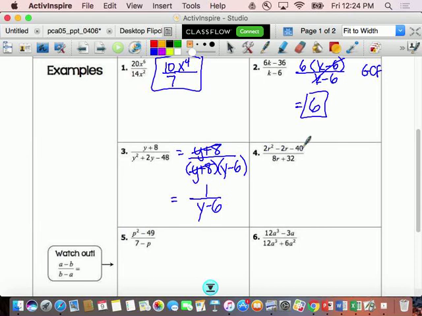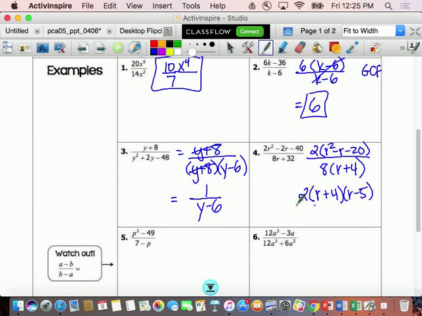Okay, number 4. How can we factor the numerator? First, we factor out a GCF. We can do the same thing in the denominator. We can factor out a GCF there. Oh, wait, the GCF is 8, not 4. But there's more factoring to be done. We have a quadratic in the numerator. What multiplies to negative 20 and adds to negative 1? So that would be r plus 4, r minus 5.